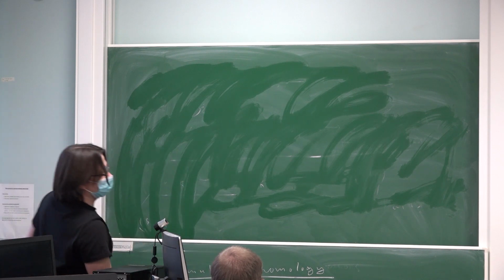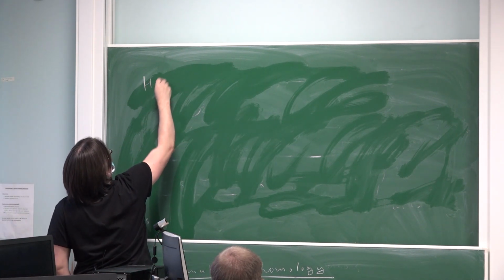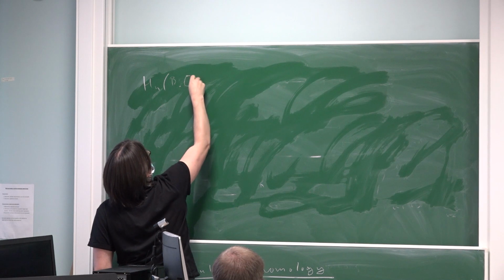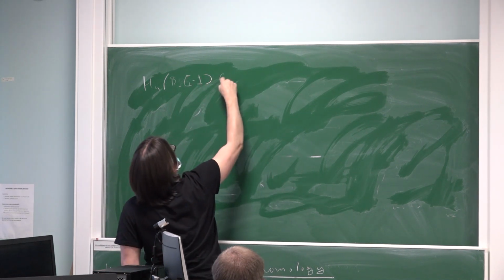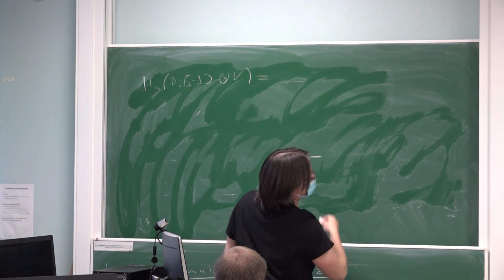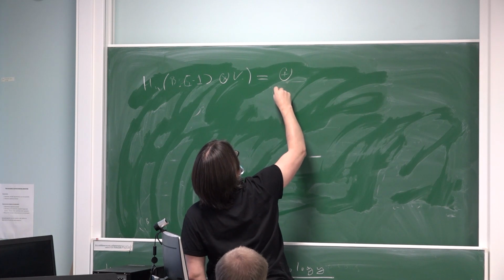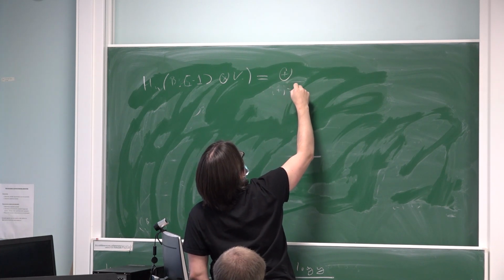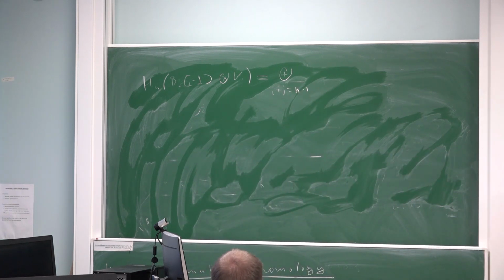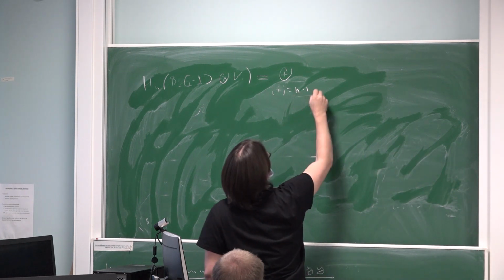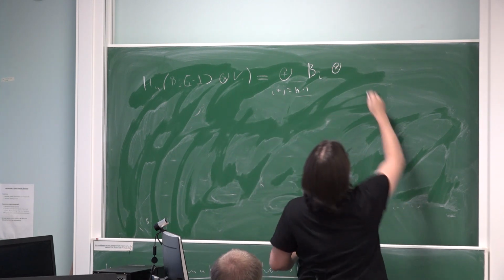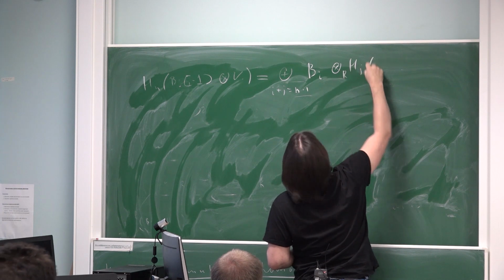So, in other words, we have that H_n of B_{-1} tensor V is the same thing as the direct sum for i plus j equals n minus 1, so we replace i minus 1 by i, so here we have n minus 1, of B_i tensor H_j of V.